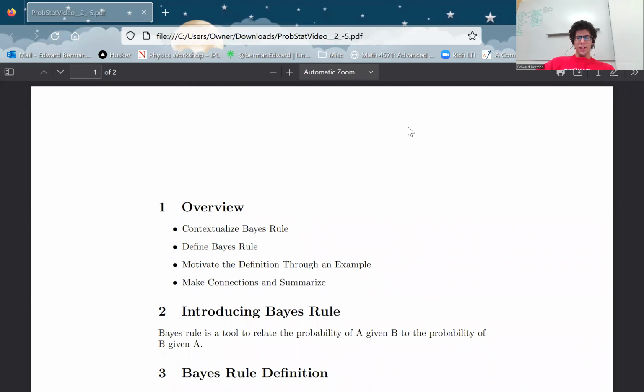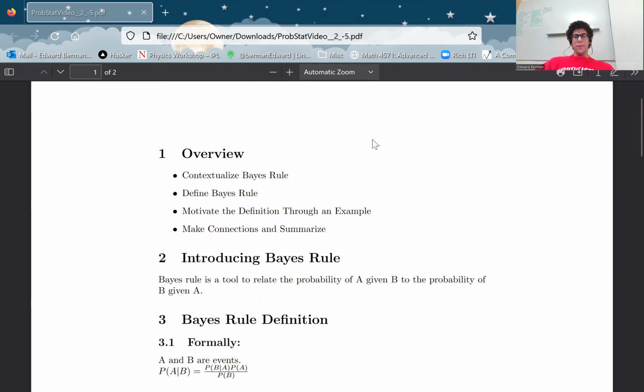Hello, I am Ever Berman, and today we are going to be talking about Bayes' rule. As a bit of an overview, we are going to contextualize Bayes' rule, we are going to define Bayes' rule, we are going to motivate the definition through an example, and then we are going to make connections and summarize.